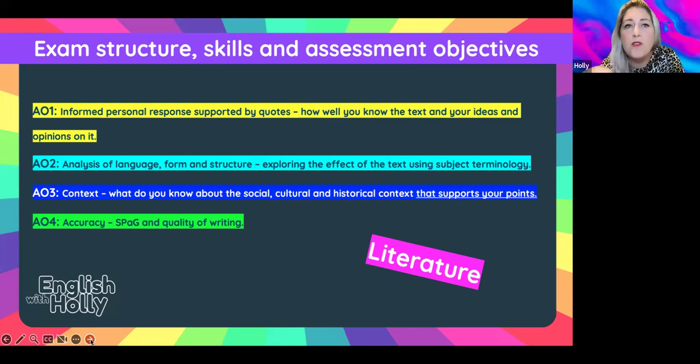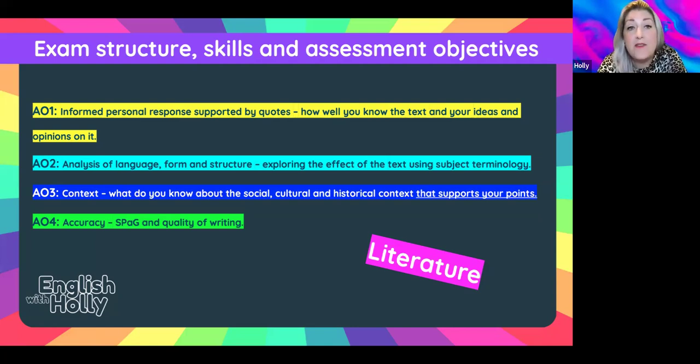So AO1 is your teen's informed personal response supported by quotes. So how well they know the texts in literature, and how they can express their ideas and opinions about it. That can be really well developed just by talking to them about the text and what they think about the characters, and who's their least favourite character, and which character most reminds them of their Uncle Bob, and things like that.